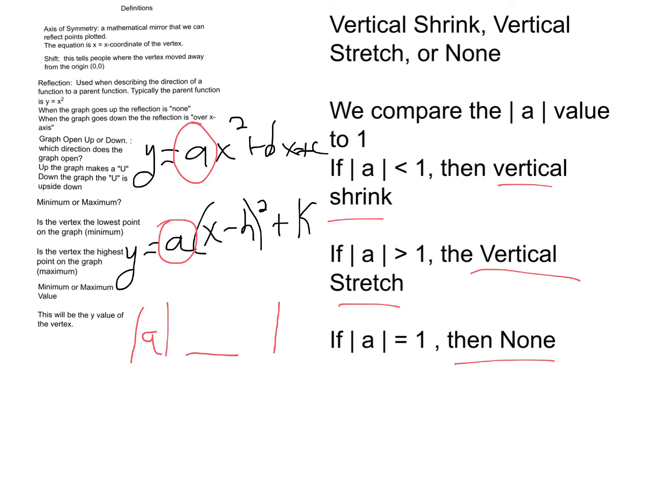So for instance, if I had, let's replace this one with, let's say a negative 2. So say I had something like that. So what I would do is take the absolute value of negative 2. Now since the absolute value of negative 2 is positive 2, and then we compare it to 1. Well, 2 is greater than 1, therefore this is going to be a stretch.